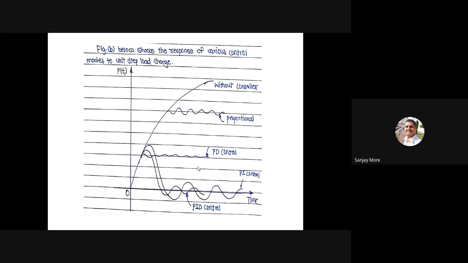So here it displays the various control modes for unit step load changes, meaning the load will change. These three controllers, proportional, derivative and integral, change their position with respect to the changing load. Okay, so draw this graph.